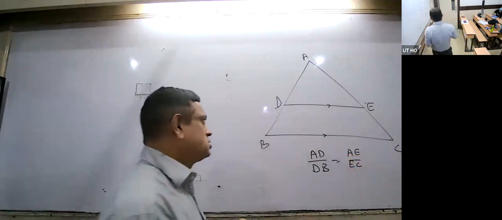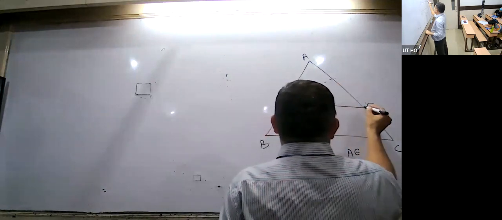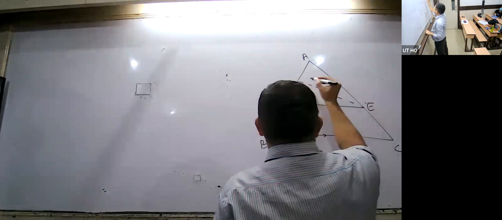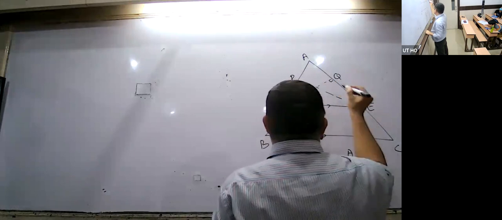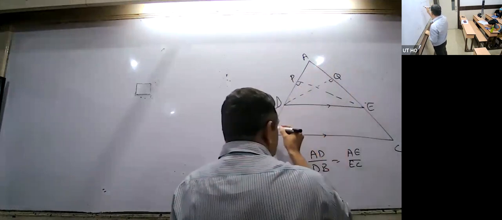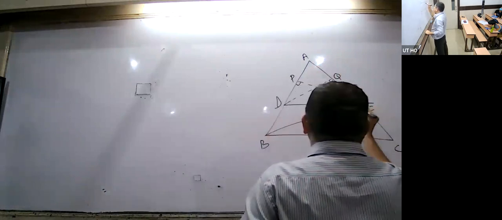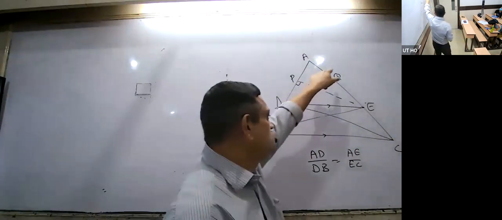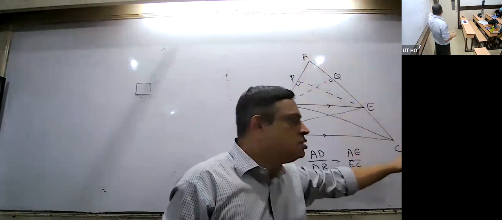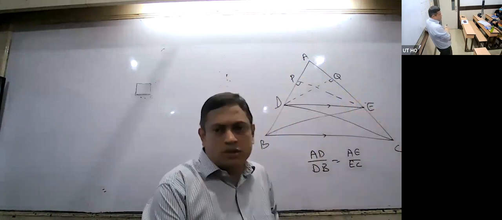Construction. Construction is you draw perpendiculars from D and E. These are the perpendiculars drawn. Let's say P, Q. EP is perpendicular to AB. DQ is perpendicular to AC. Join BE and CD. Four constructions we have done. First construction, DQ perpendicular to which side? AC. EP perpendicular to AB. Join BE and CD. This much is clear?